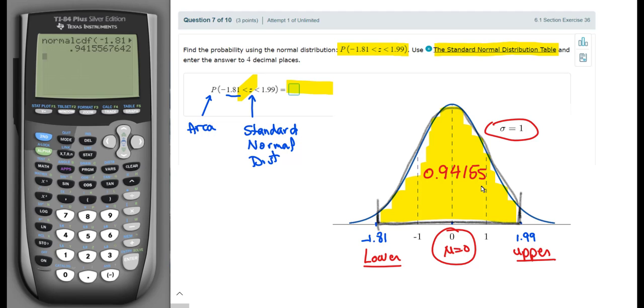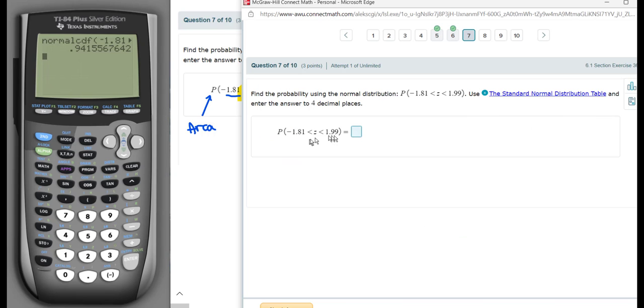0.94155. All right, I think you have to round this 5, so to 4 decimal places, so you're going to have 0.9416. Okay, all right, let's go and plug it in. So 0.9416. Check it, and it's good.